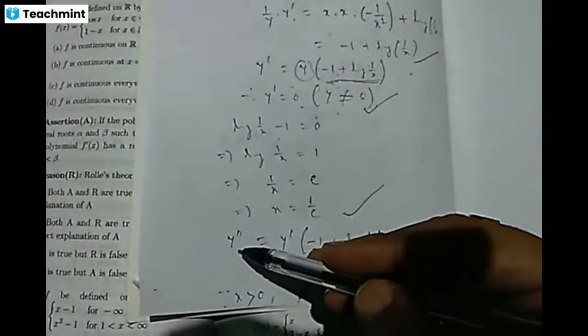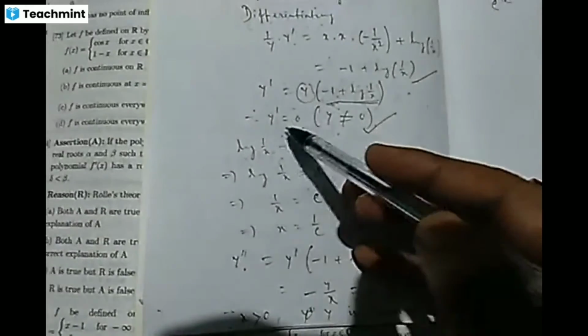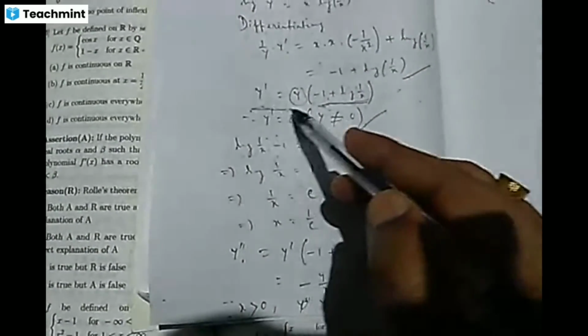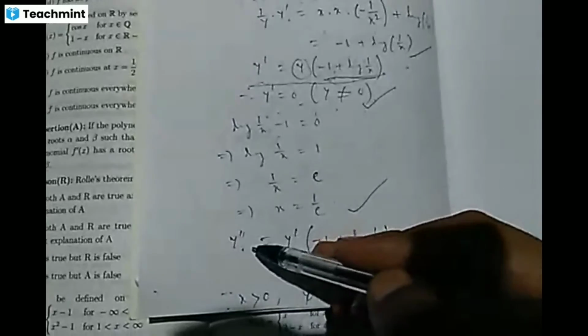Now we will verify whether at this point the value of the function y or f(x) is maximum or minimum. So I have taken the second derivative on the first derivative. This is the first derivative. So I have taken the second derivative on this first derivative. We will get it in this way.